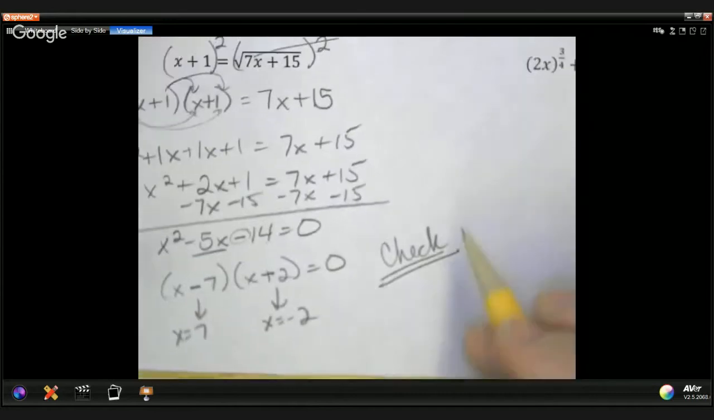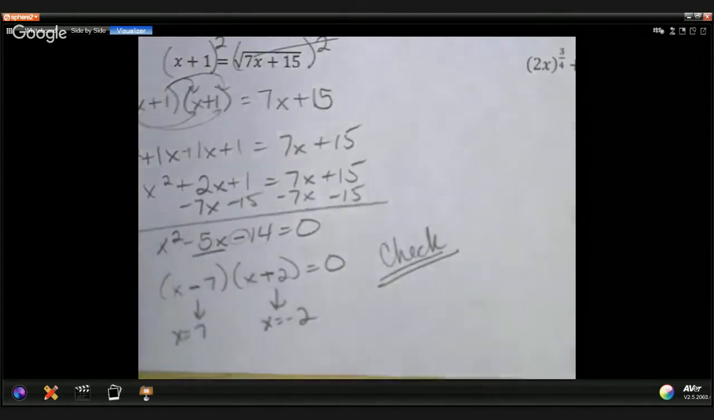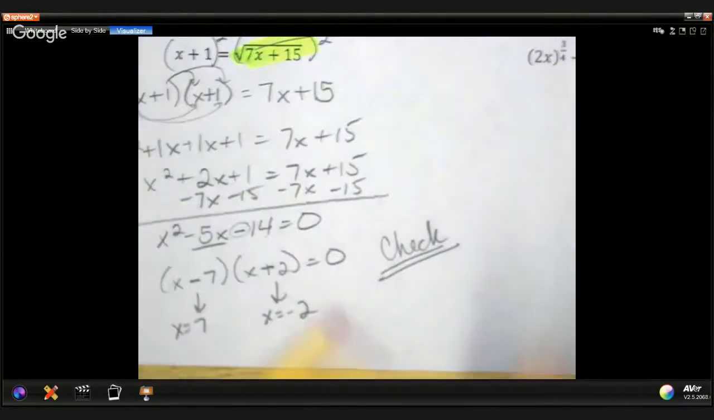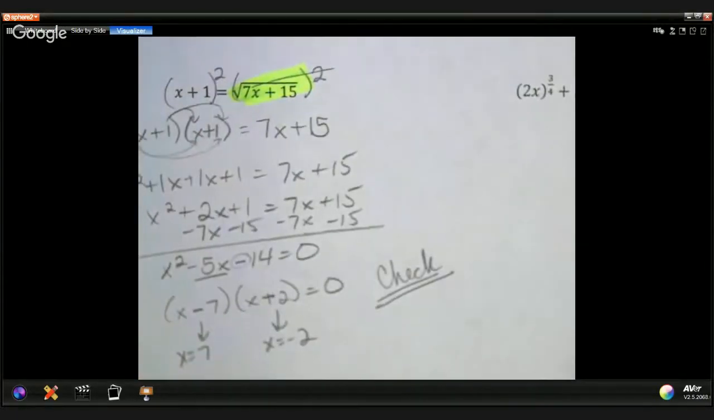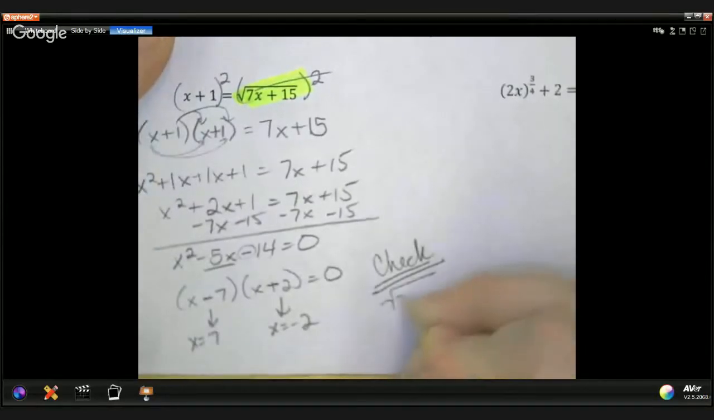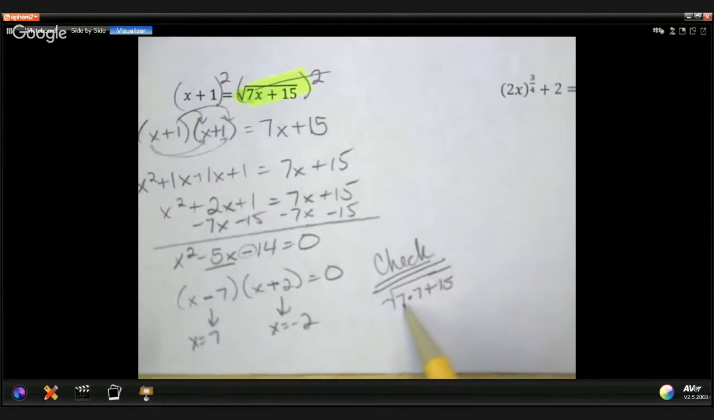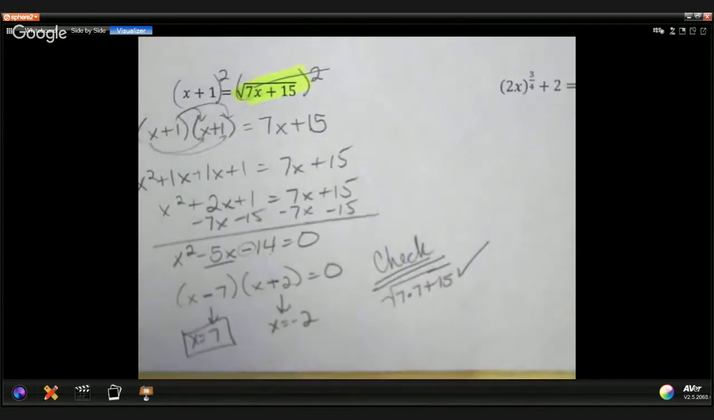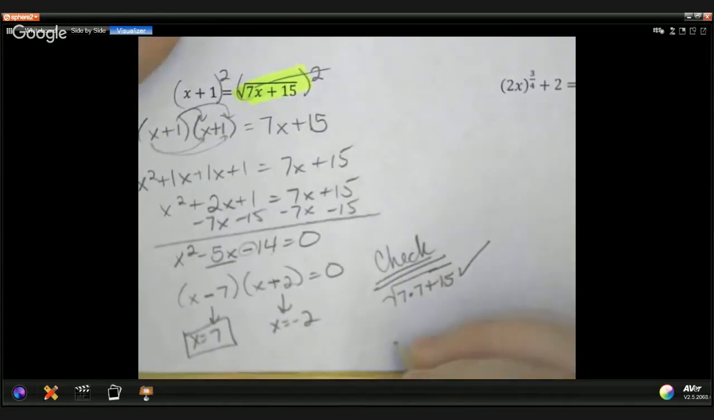All right, so to check again, I'm checking here. I'm just trying the radical. Okay, I'm just checking the radical. And so to check 7, it's going to be the square root of 7 times 7 plus 15. Well, 7 times 7 is 49 plus 15. That's a positive number in the end, and you could take the square root of a positive. So 7 works. Now I need to check -2.